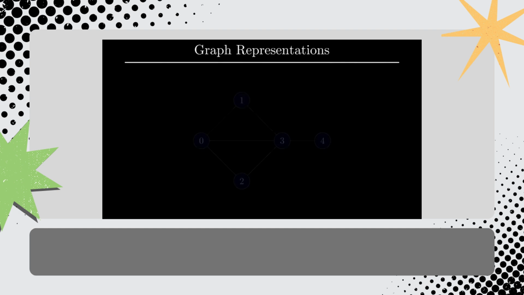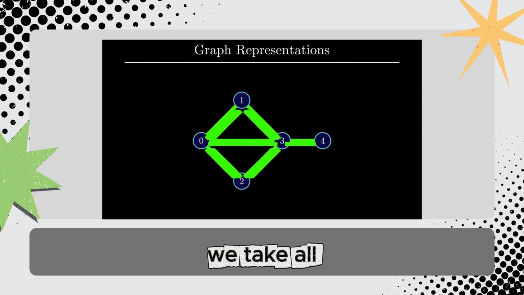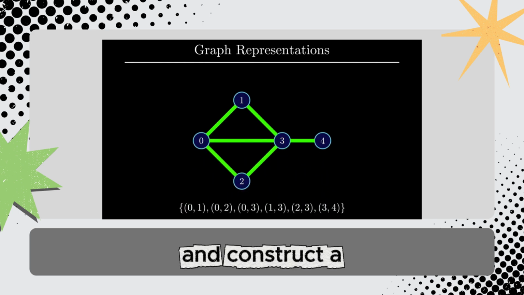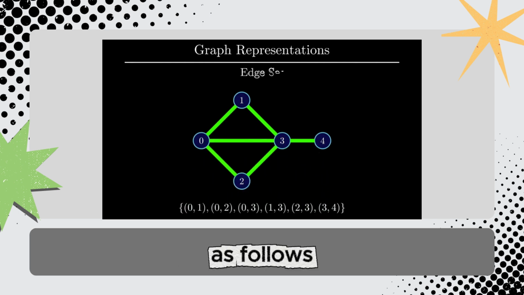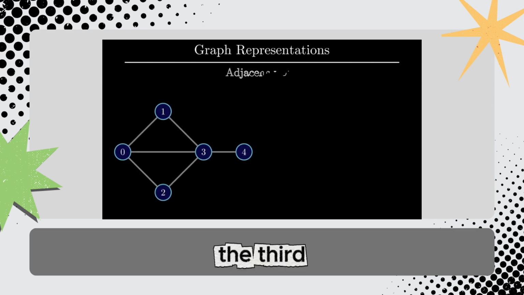The second representation of a graph is actually fairly simple. We take all the edges and construct a set with each edge as follows. This representation is called an edge set, and it also contains all the information about vertices and edges that you would need for a graph. However, this representation is not as common because it's a little harder to extract information about vertices of a graph using this particular representation.